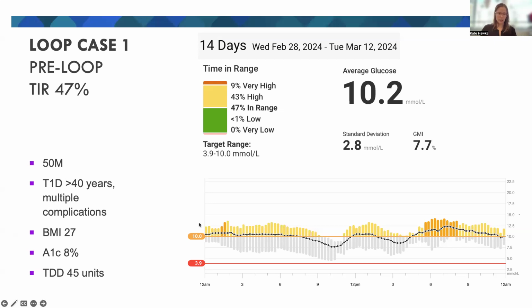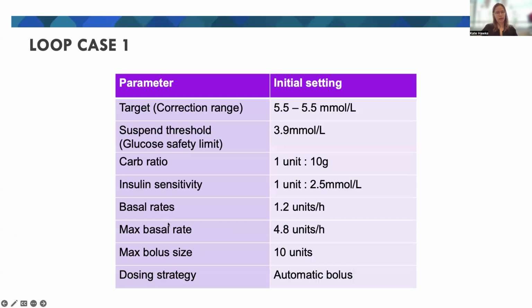You can see from his overnight profile, high and sitting consistently above target, that's the type of overnight profile which is so amenable to coming down with any form of automation. So we get started on Loop, and in terms of his setup, he has no particular problems around fear of hypoglycemia or frequent hypoglycemia. So he's happy to start with a target of 5.5 and a glucose safety limit of 3.9.